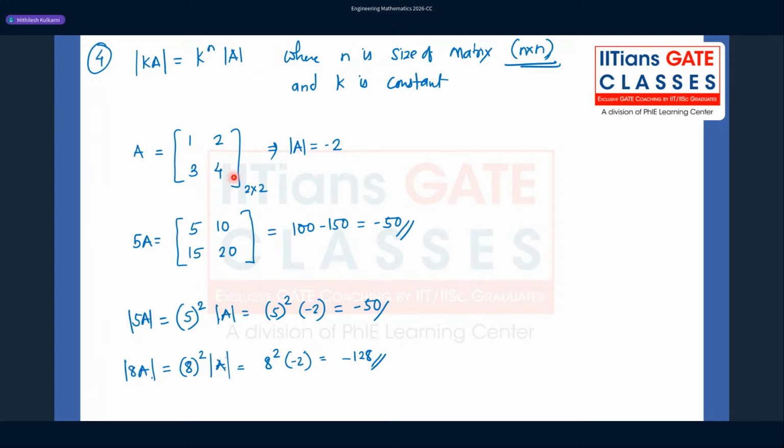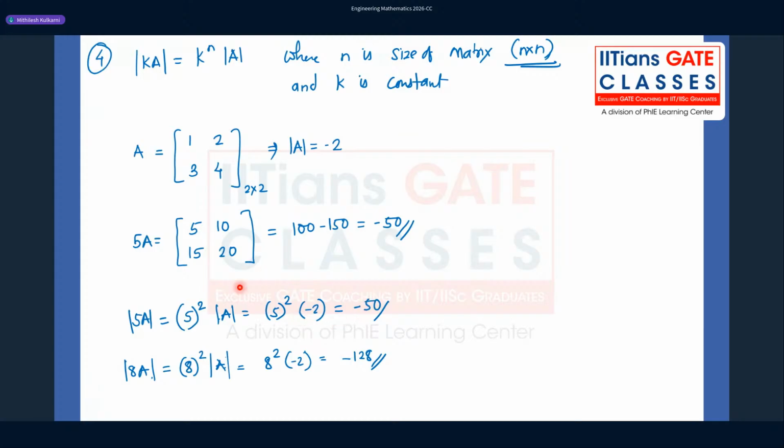Let's take one example. If I have matrix A which is 1, 2, 3, 4, a 2 cross 2 matrix, of course the value of n is now 2, right? Because n is the size of the matrix. What is the determinant? Minus 2. Now, what is the determinant of 5A if they are asking? I can clearly say k raised to the power n times the determinant of A. So 5 raised to the power 2 into minus 2, which is minus 50. And you can cross check it.